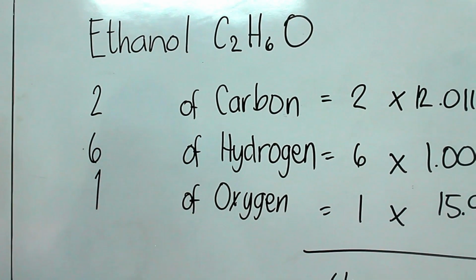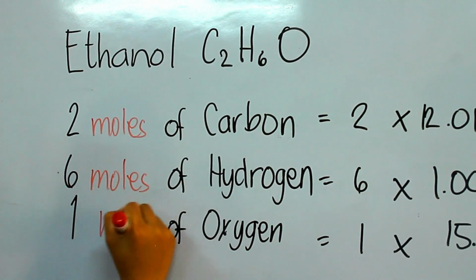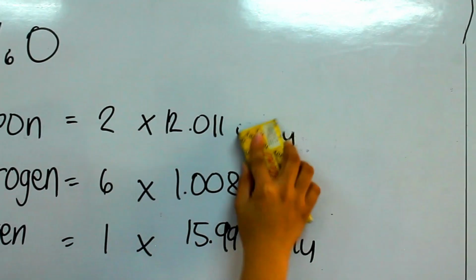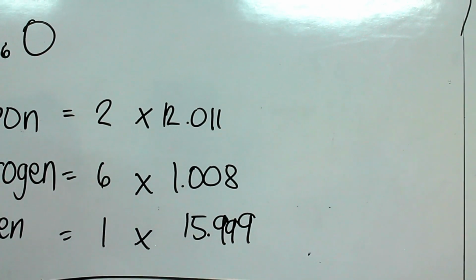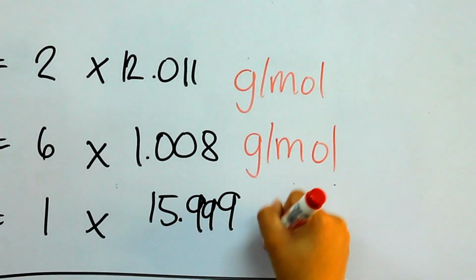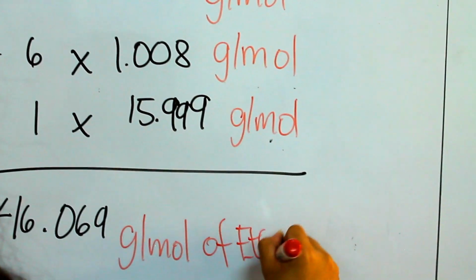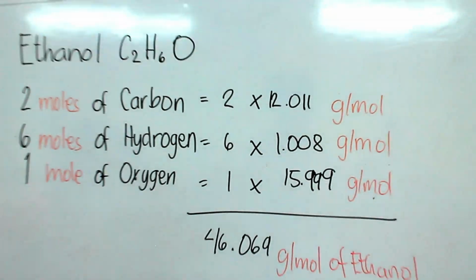Now as for the molar mass, they're pretty similar to the previous one, but instead of using molecules, we're going to treat the numbers as moles. That would mean also using the unit of grams per mole instead of AMU for the constituent elements and for the total. This would give us 46.069 grams per mole of ethanol.